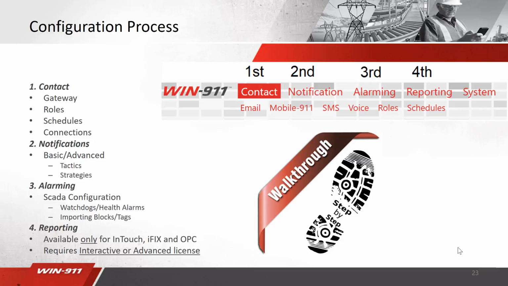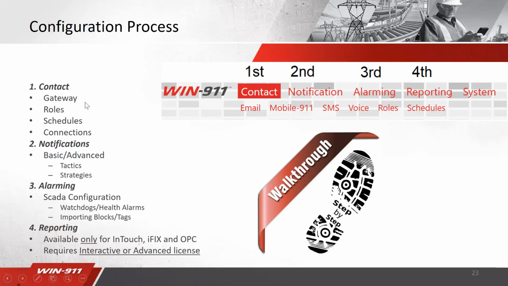Okay, the configuration process, it's a left to right process. When you're in Win911, you'll see that all these tabs open. And don't be overwhelmed, because as you go through these one by one in the demo I'll show you, it makes more sense, and it's not as overwhelming as you might think it might be. So we're going to start left to right. We're going to go contact, notification, alarming, and then reporting if we use it.